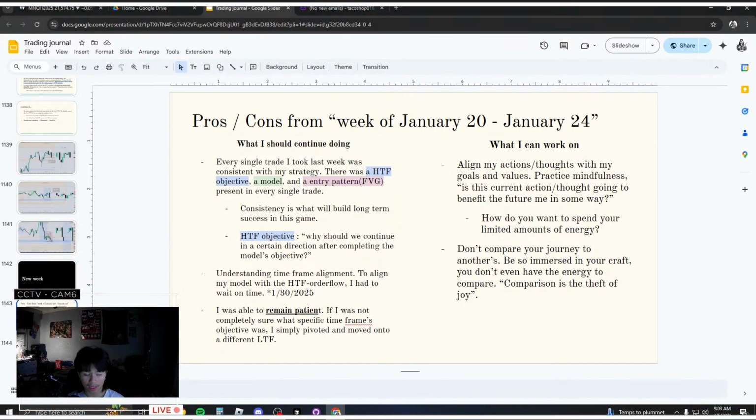There will be days like yesterday, like Monday, where I don't take a single trade at all. And that's completely fine. I think knowing when to stay away from the charts is more crucial than knowing when to execute. Because executing is fairly easy, right? It's understanding when to not execute and actually having the patience and discipline to not press the button.